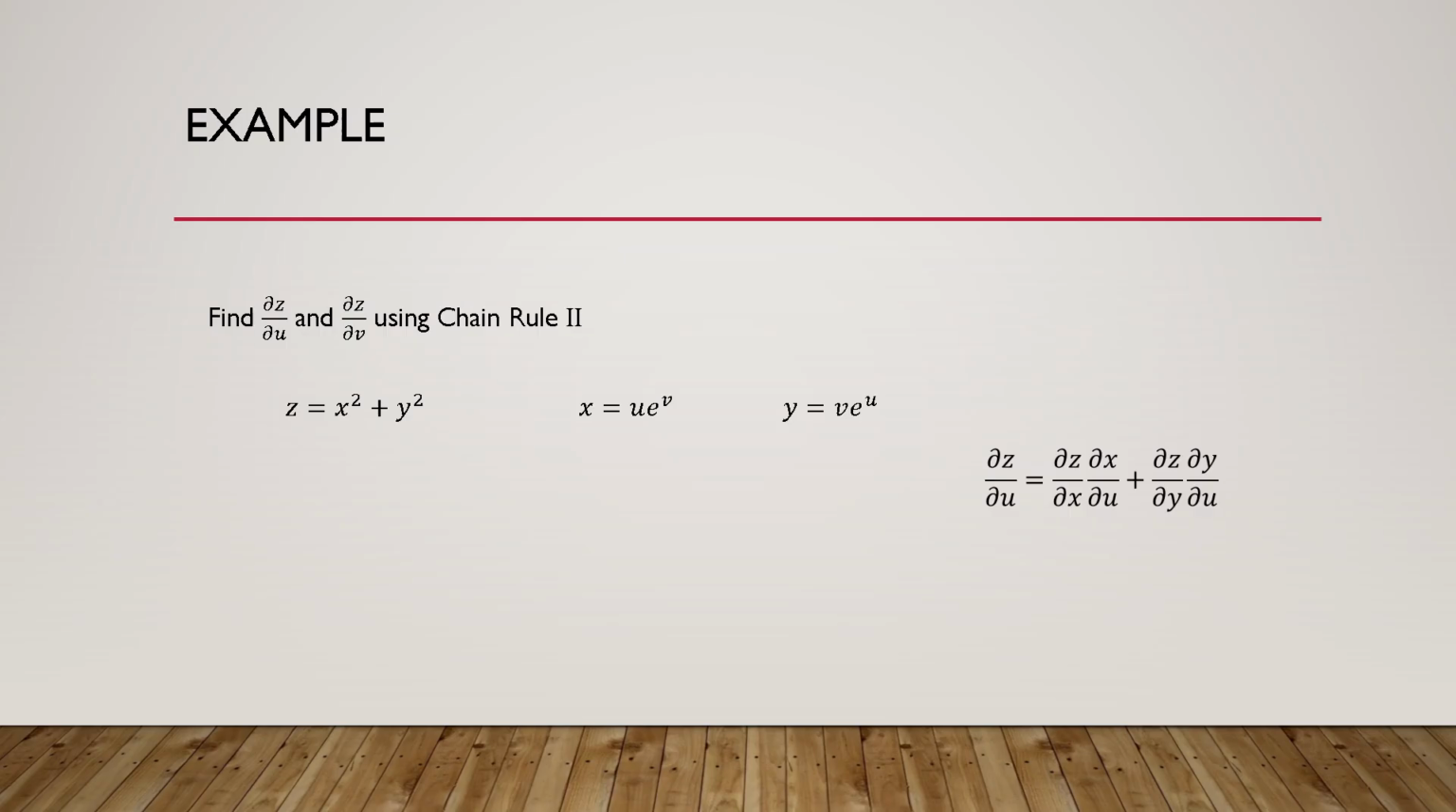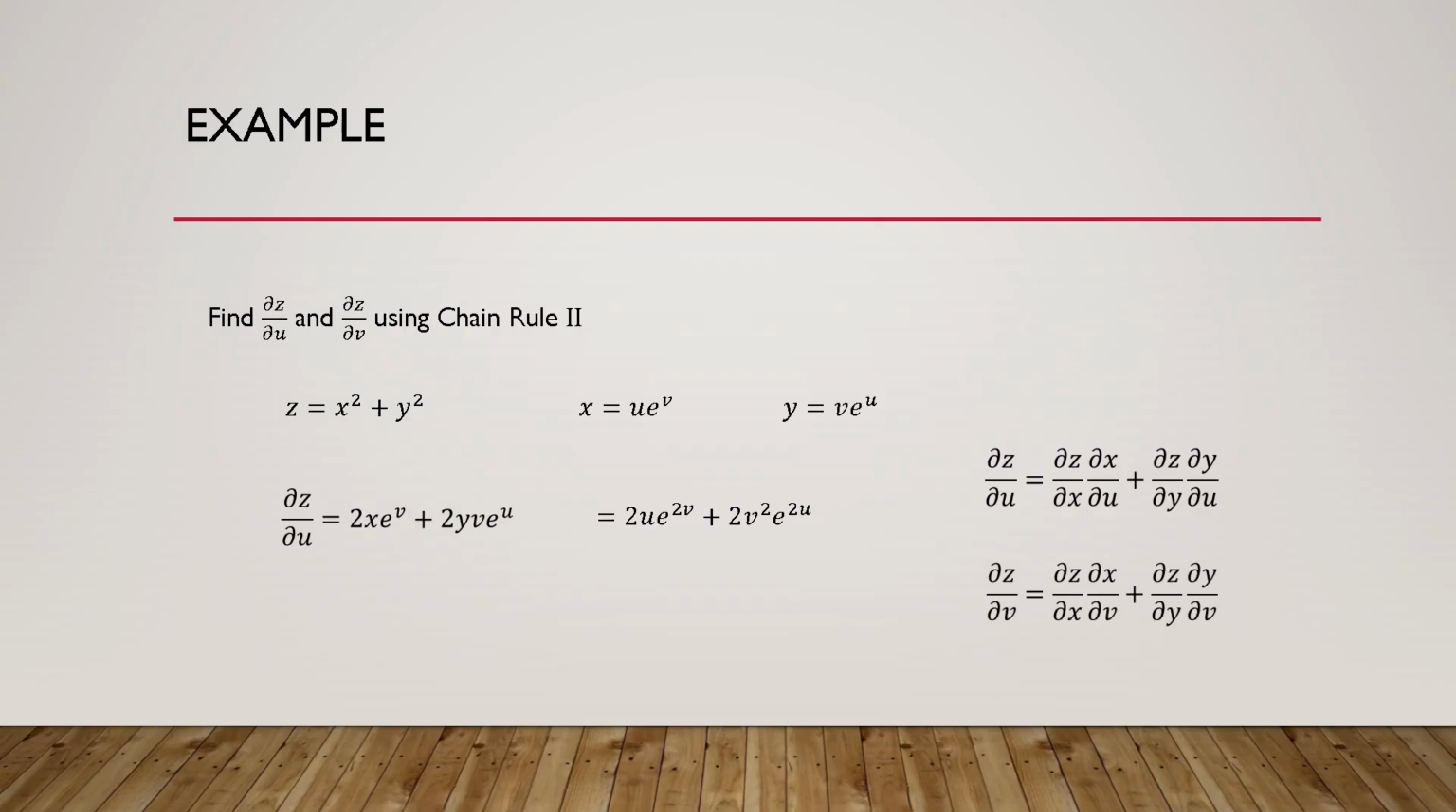Therefore, the partial derivative dz du equals 2x e to the v plus 2y v e to the u. Replacing x and y gives us the final answer 2u e to the 2v plus 2v squared e to the 2u.